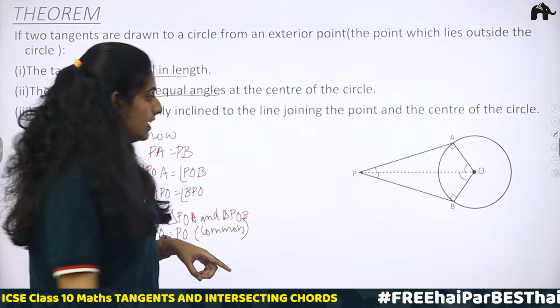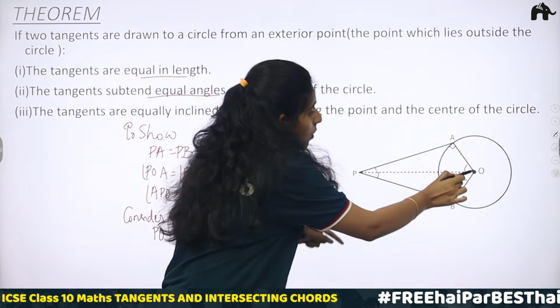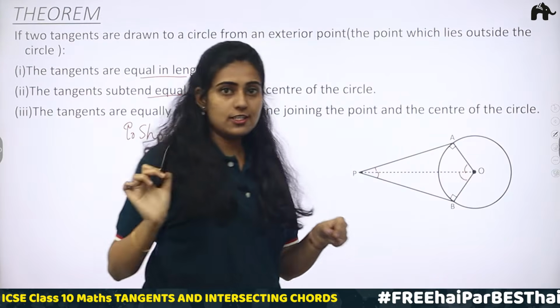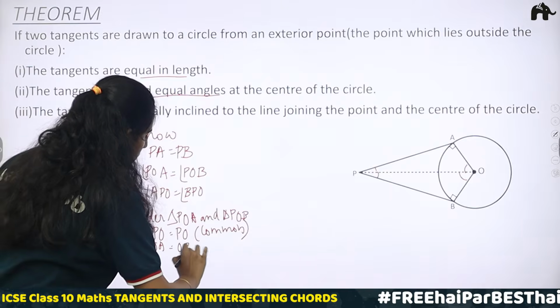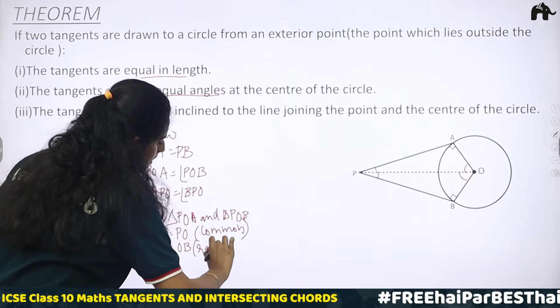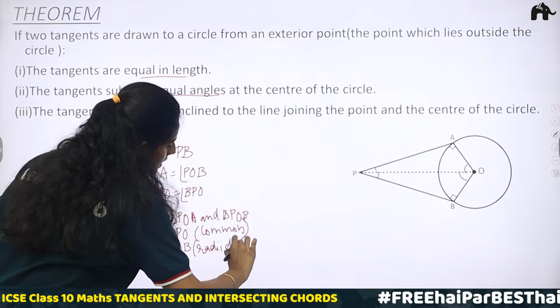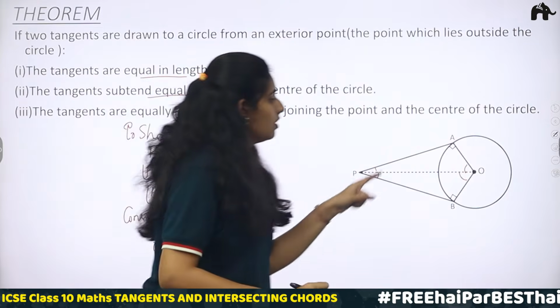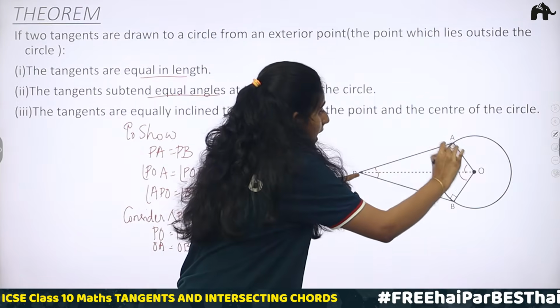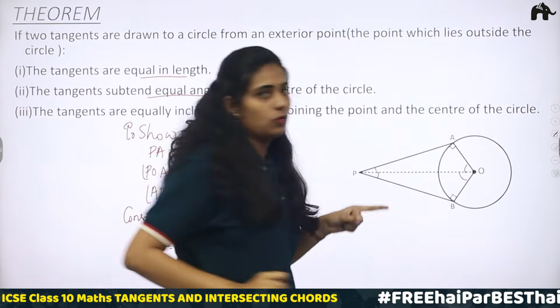What else? We have OA equal to OB. What is the reason? OA is equal to OB, radii of the circle. Okay. Then, one more. We have angle PAO equal to angle PBO. What is the reason?